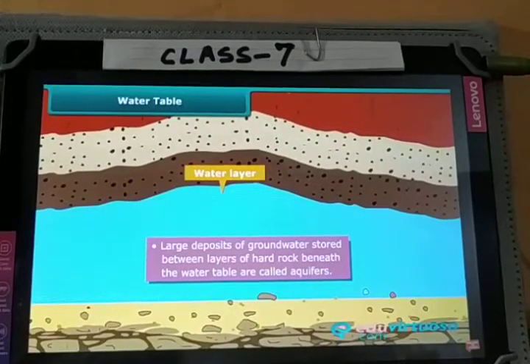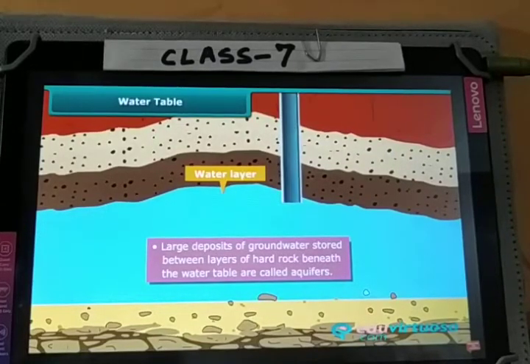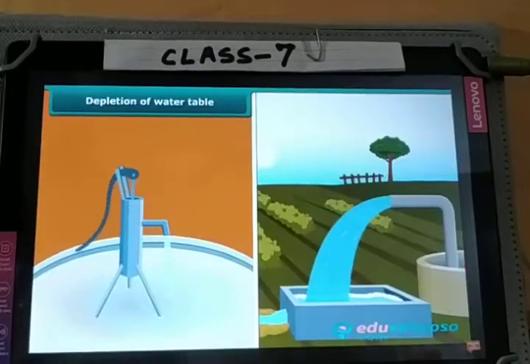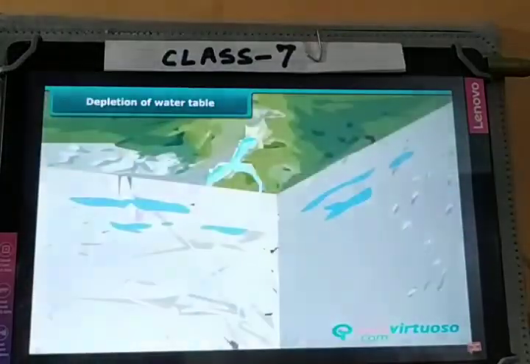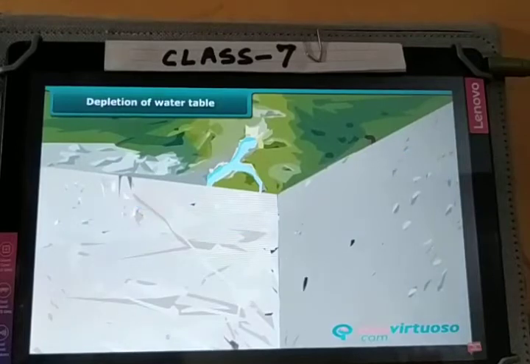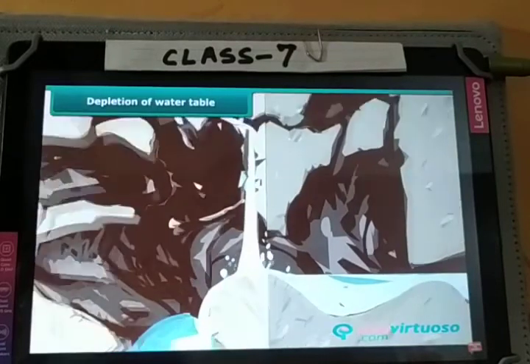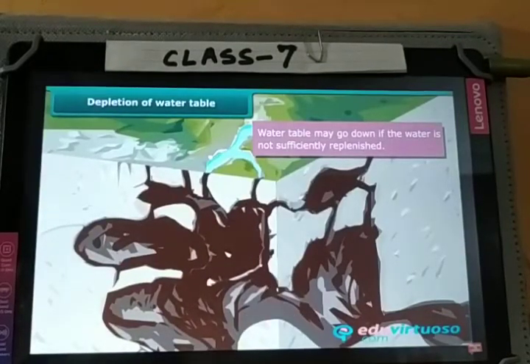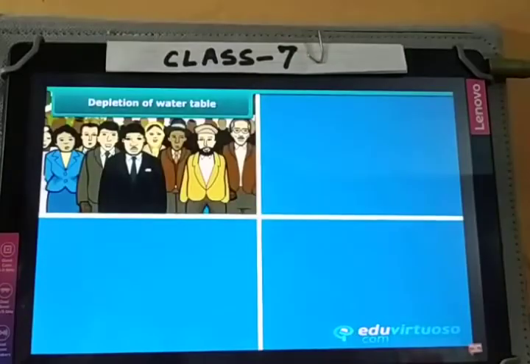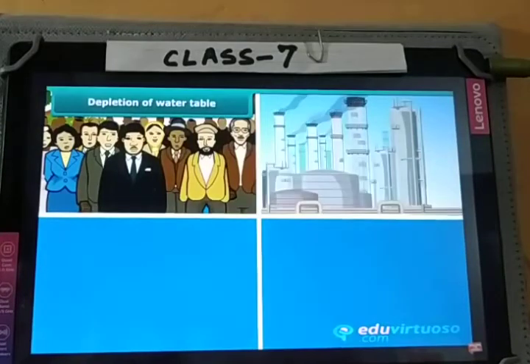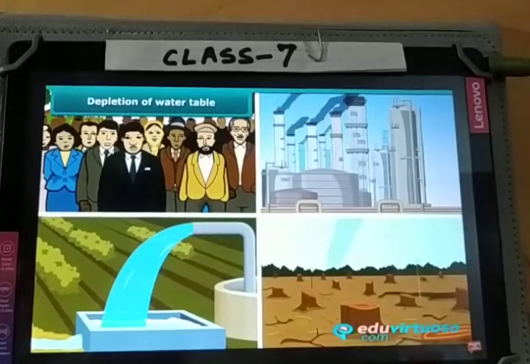Water in aquifers is usually pumped out by digging wells at locations where the water table is close to the surface of the ground. Water drawn from the groundwater gets replenished by seepage of rainwater. The water table does not get affected as long as we draw as much water as is replenished by natural processes. However, water table may go down if the water is not sufficiently replenished. This may happen due to many factors such as increasing population, rapid growth of industries, agricultural activities, scanty rainfall, and deforestation.